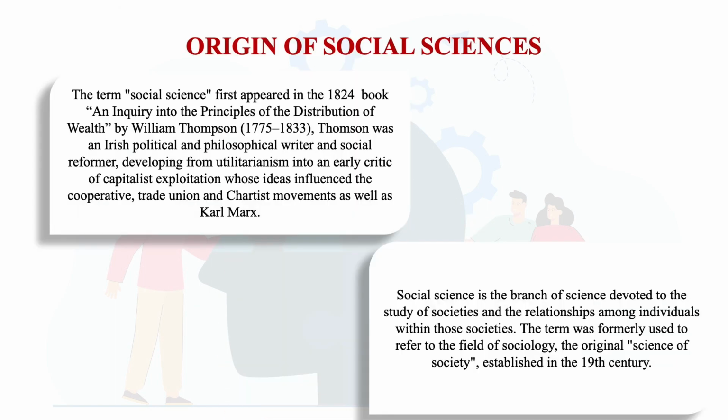Social science is the branch of science devoted to the study of societies and the relationships among individuals within those societies. The term was formerly used to refer to the field of sociology, the original science of society established in the 19th century. In fact, sociology is a term very much associated with the study of society. Anthropology also studies, psychology also studies various aspects, but there is also interdisciplinary engagement of each discipline.